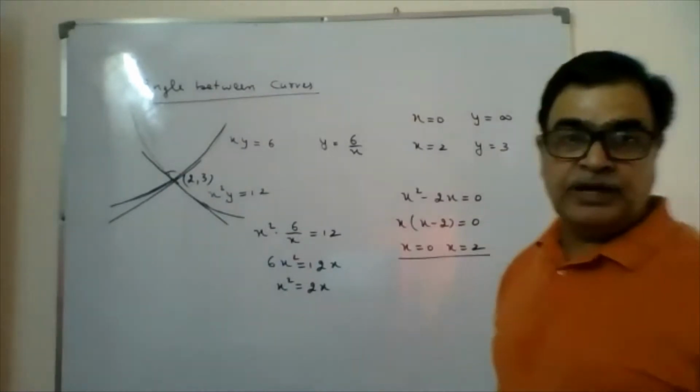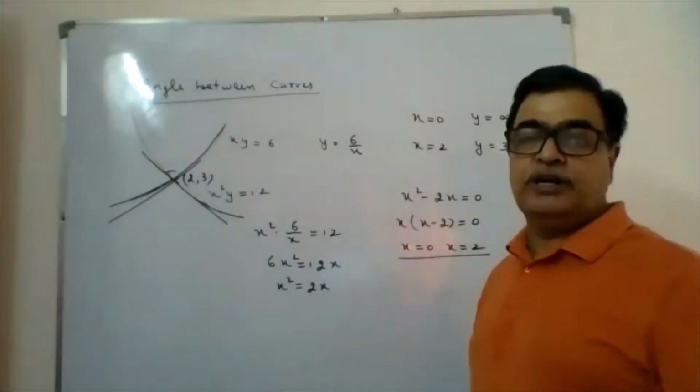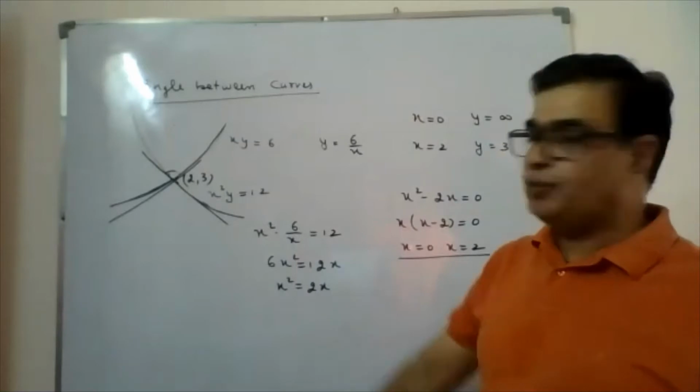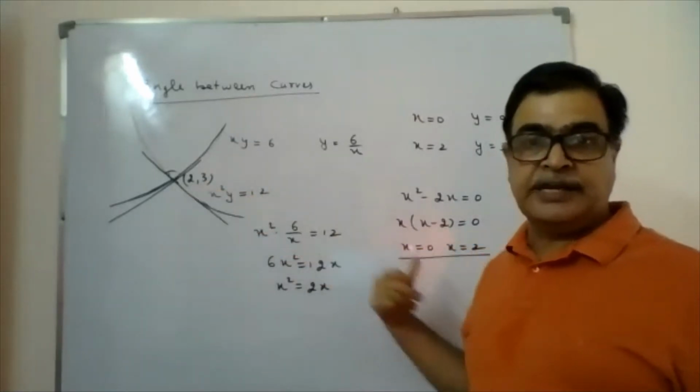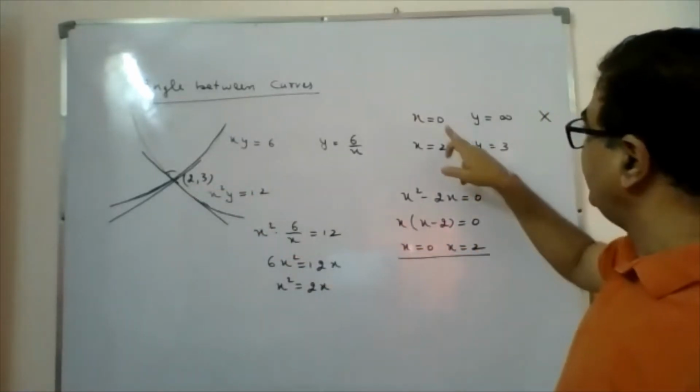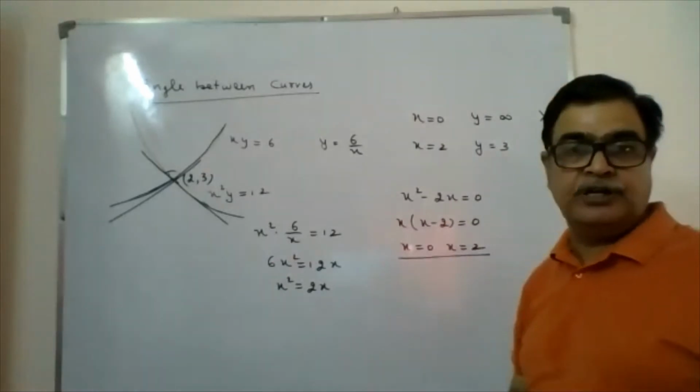The first thing we have done: two curves are given, and we have calculated their intersection point. The intersection point is 2, 3. The second point is not possible because x is coming 0, then y is coming infinity, which is not possible.